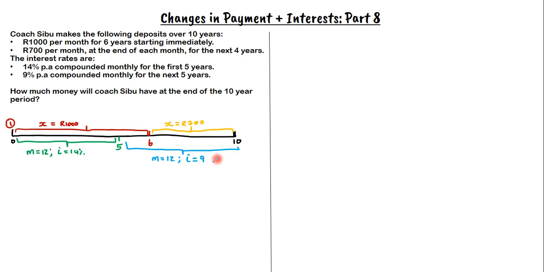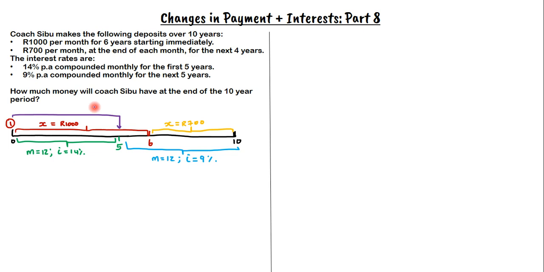Now the question is, how much money will I have at the end of the 10 years? To understand this, you need to know that this is going to be multiple future values. How do we determine these multiple future values? First, I need to calculate the future value from when the savings account was opened up until the first change. The first change happened in year 5. Here we had a change of interest. The interest was 14%, but now it changed to 9%.